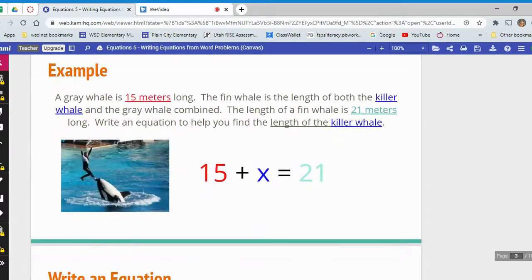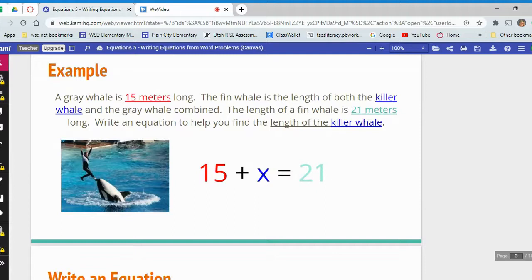So let's look at our first example. A gray whale is 15 meters long. The fin whale is the length of both the killer whale and the gray whale combined. The length of a fin whale is 21 meters long. Write an equation to help you find the length of the killer whale. So, this one's been color-coded to kind of help us see what's going on here.